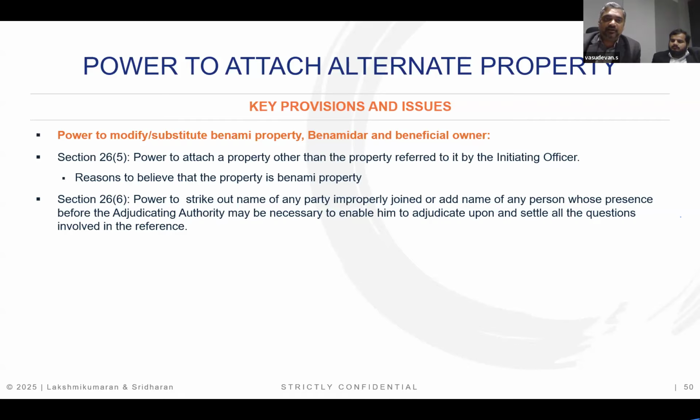But importantly, they also have certain powers to, in a way, enhance the scope of the reference. One power is to add more properties. Say one piece of land was alleged to be the Benami property, but while adjudicating the case, while looking into the documents, while examining the witnesses, so many things may happen before the adjudicating authority. Suppose they come to know that apart from this land, there is some other property which is also a Benami property, which is linked with the same Benami transaction. They have powers to include that also as a Benami property.